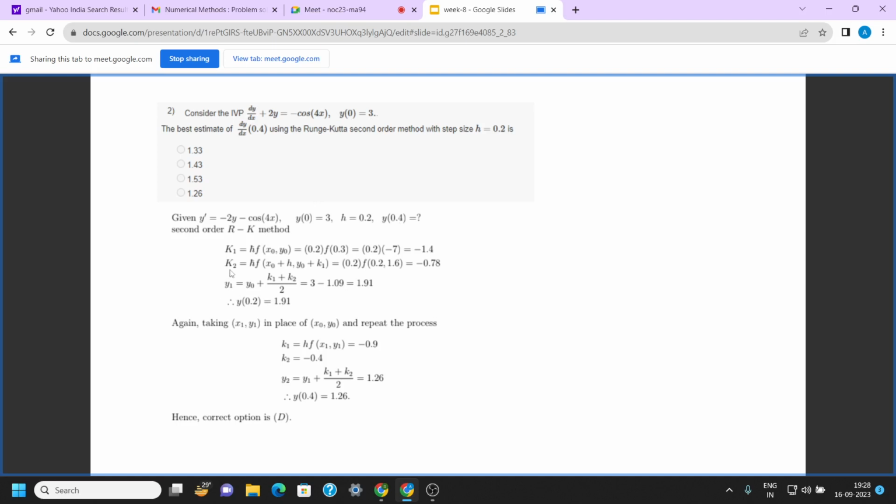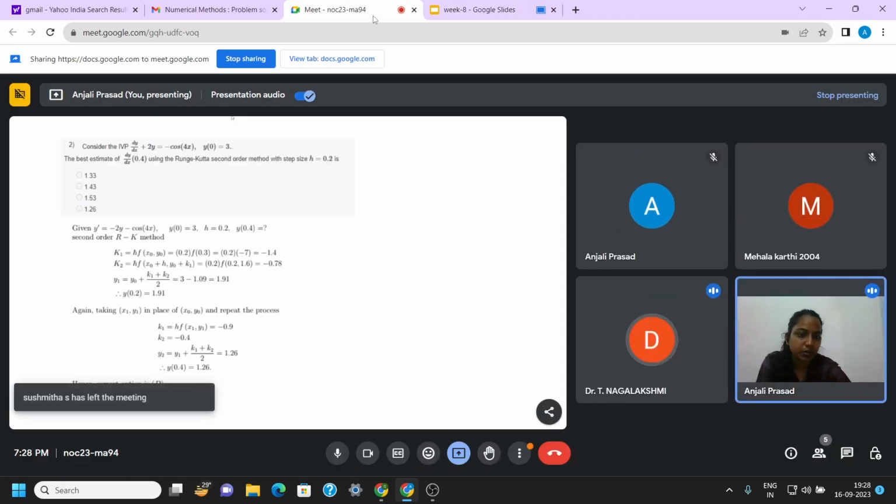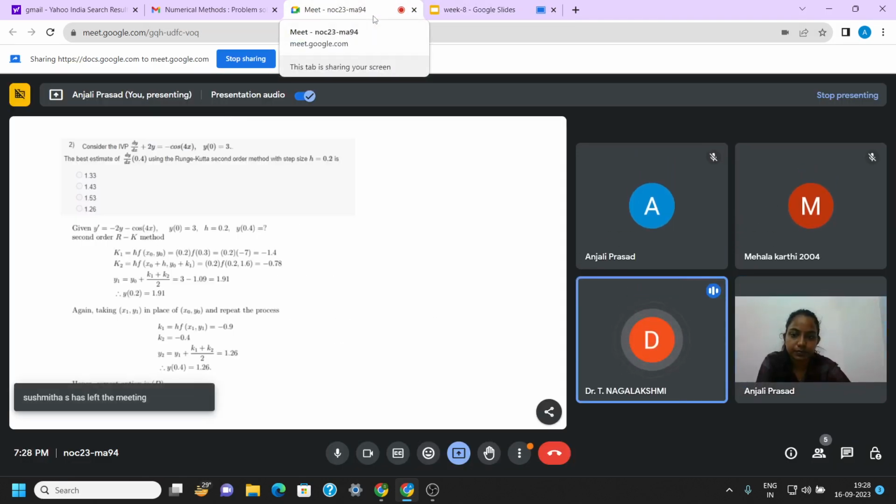For the first iteration we have taken k1 and k2. Here you can substitute the values and you'll get k1 as minus 1.4 and k2 as minus 0.78. So y1 will be y0 plus k1 plus k2 divided by 2. Here y0 is 3. Substituting these values, you'll get y1 as 1.9. Do you have any doubt? No, ma'am. Okay.